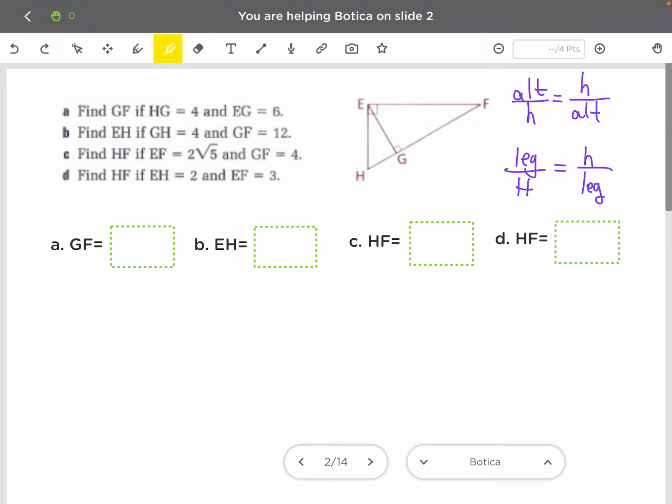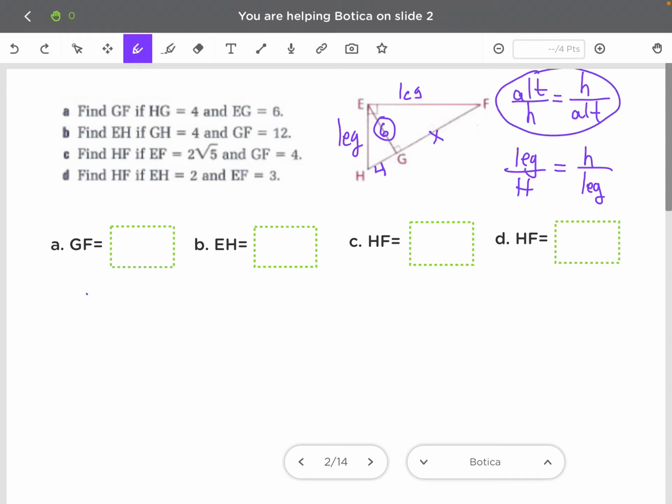So we're looking for GF. I would put an X there. HG is 4, and EG is 6. First thing I'm asking myself: am I given an altitude or a leg? These are the legs, and this is my altitude. So obviously I'm working with the altitude one.